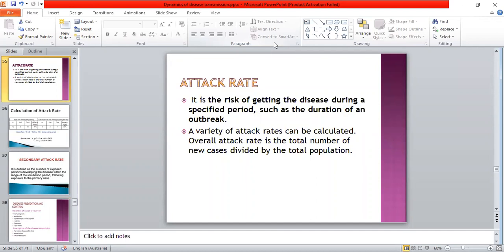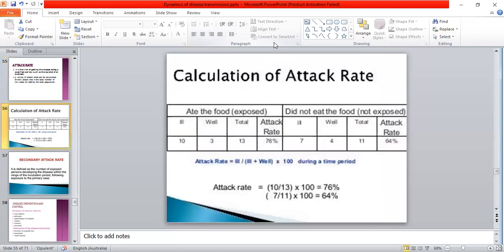Attack rate. It is the risk of getting the disease during a specified period, such as the duration of an outbreak. A variety of attack rates can be calculated. Overall attack rate is the total number of new cases divided by the total population. Attack rate here is calculated by diseased persons divided by the total community, and it is 76% and 64% in the above two examples.